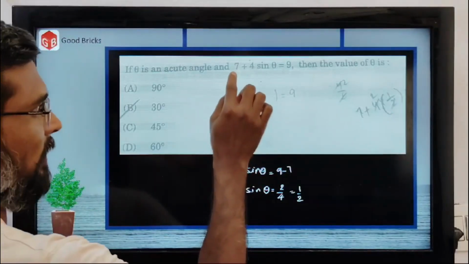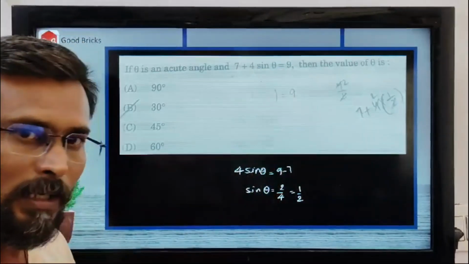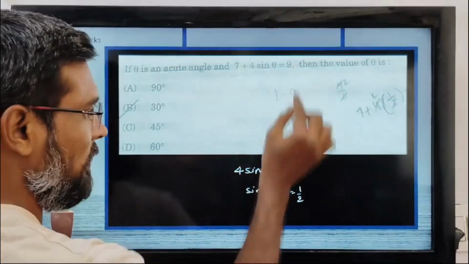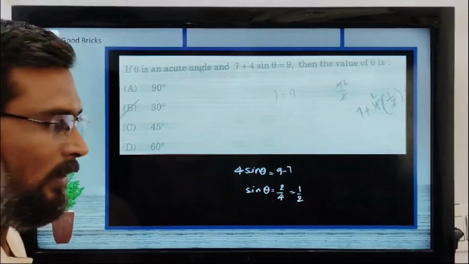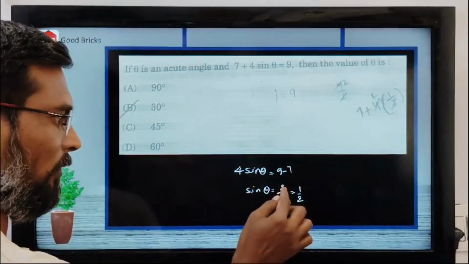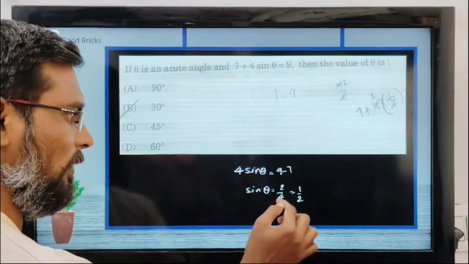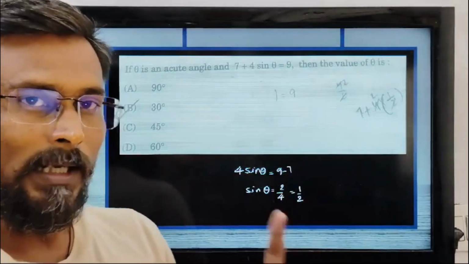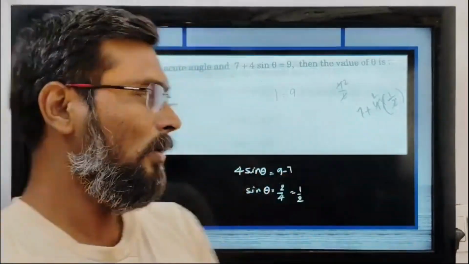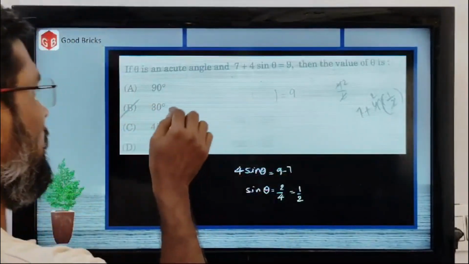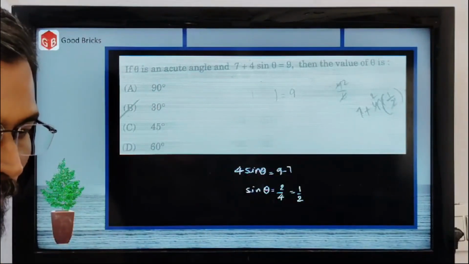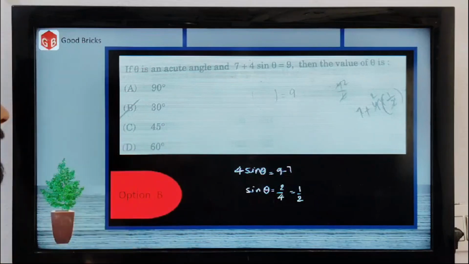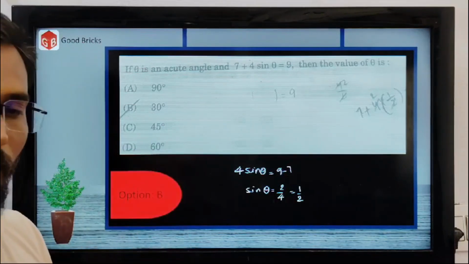Next question, if you look at, in this question they have given 7 plus 4 sin theta is equal to 9. So if you take 7 towards the right side, you can write 9 minus 7. 9 minus 7 is nothing but 2. And when you take this 4 towards the right side, 2 by 4 is nothing but 1 by 2. And you will get sin 30 is 1 by 2. So theta value is 30. So you have to select option B for this question. That is the reason option B is the correct answer for this question.